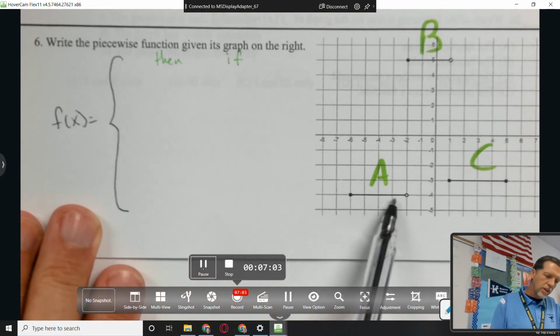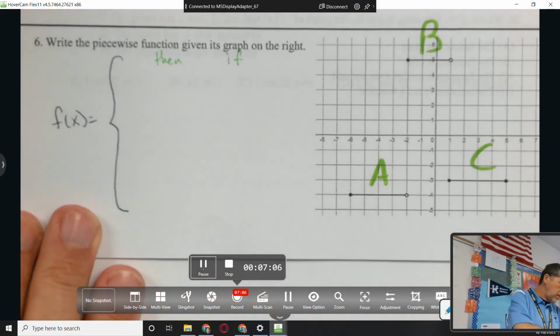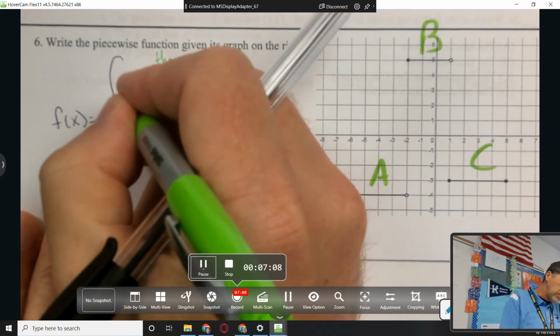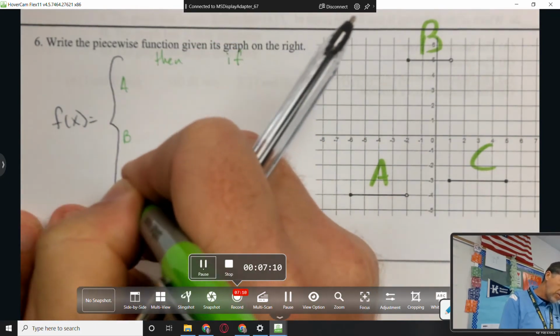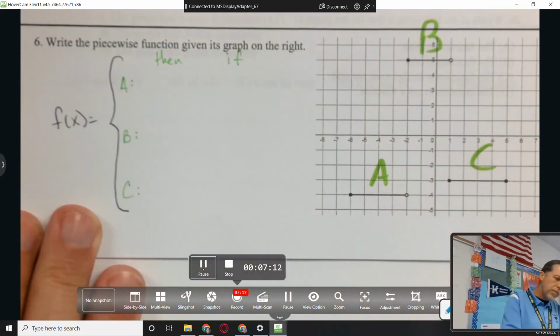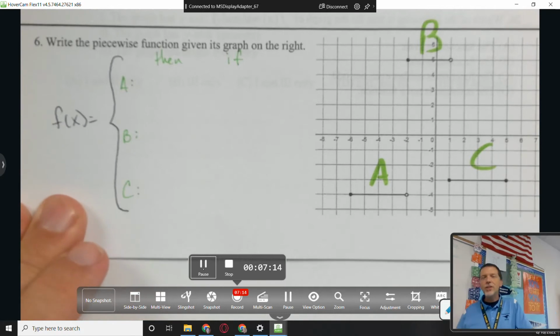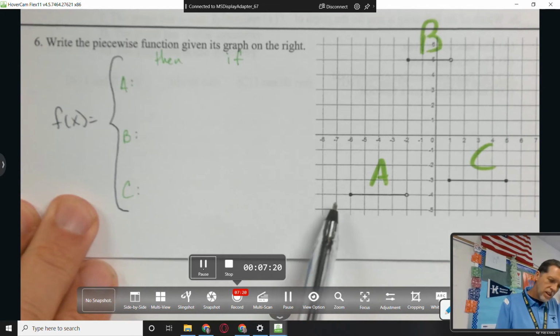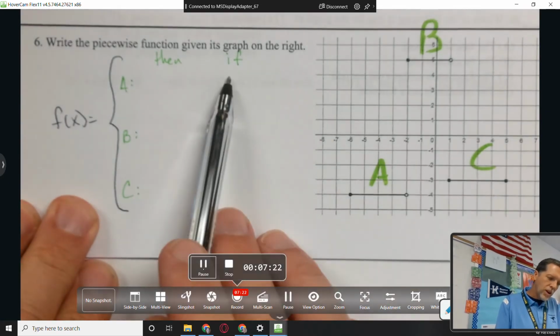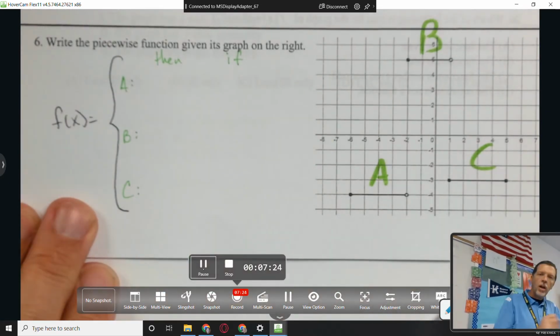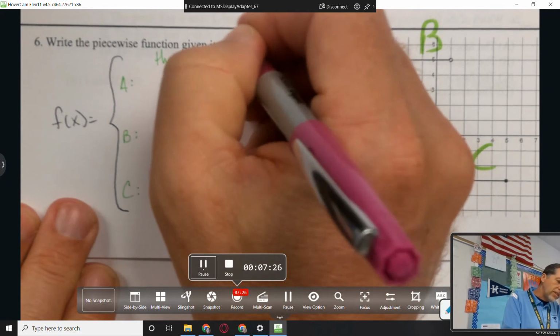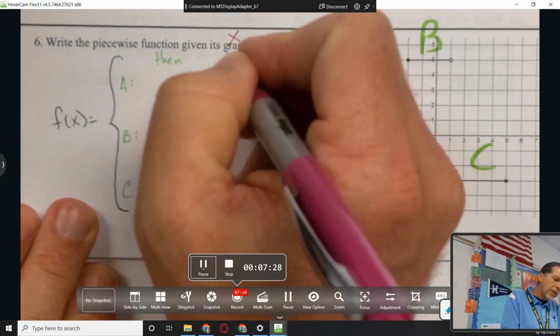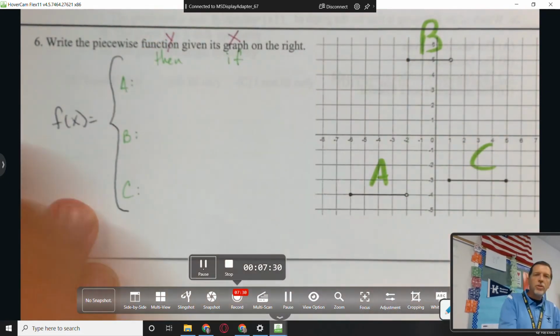So if I'm looking at branch A, maybe I should label these. We'll go in order. Branch A, branch B, branch C. Again, that's not officially part of the answer, but you're welcome to write more information to help you get to the right answer. So the x values for branch A, oh, by the way, that's another way to think of this, is the if part is the x values, the then tells you the y values.